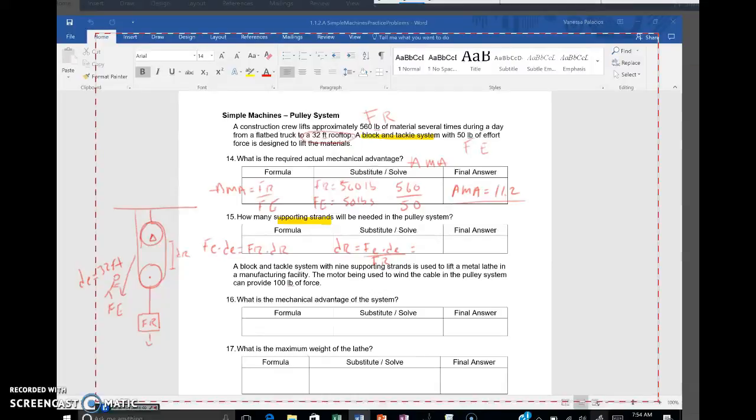Okay, and when we plug what we know into the equation, that would give us a DR equals 2.86 feet. That's our DR. So you can see that when we're pulling on our effort force, the amount of rope we have to pull is 32 feet, but the amount of rope that's actually being pulled within the block and tackle system is only going to be 2.86 feet.